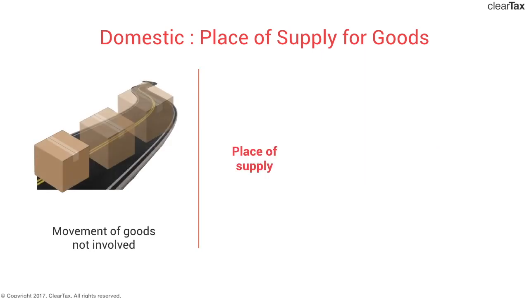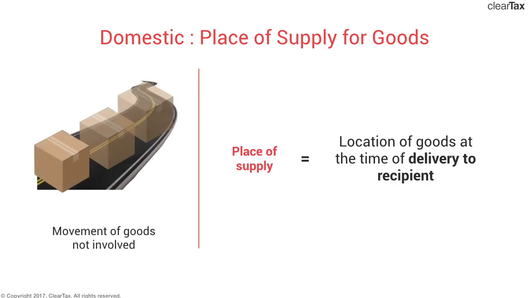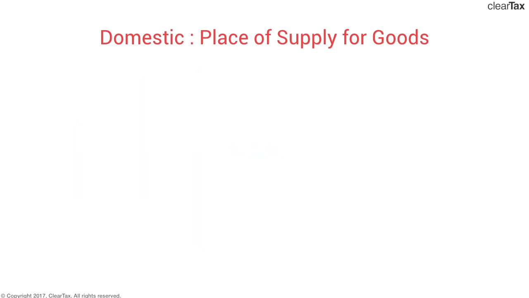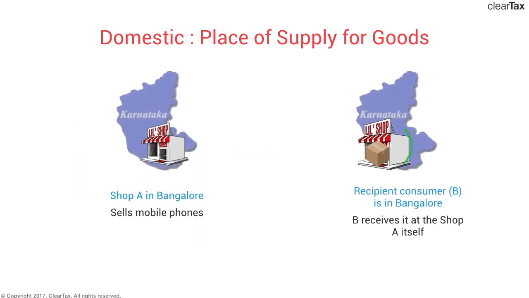Therefore, the place of supply when no movement of goods is involved would be the location of the goods at the time of delivery to the recipient. In our example, B steps into the shop and purchases the phone. Therefore, the location of the phone at the time of supply is shop A, and that is the place of supply. In our situation, it is Bangalore.